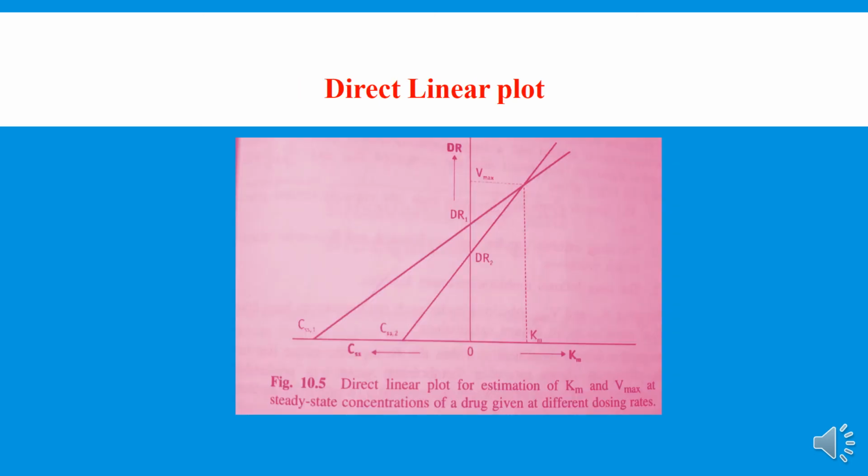The second method is the direct linear plot. Here we use two pairs, that is CSS1 with DR1 and CSS2 with DR2. We plot a line joining CSS1 versus DR1, and the second line is obtained similarly by joining CSS2 versus DR2. The point where these two lines intersect, when extrapolated to the DR axis, helps to obtain Vmax.